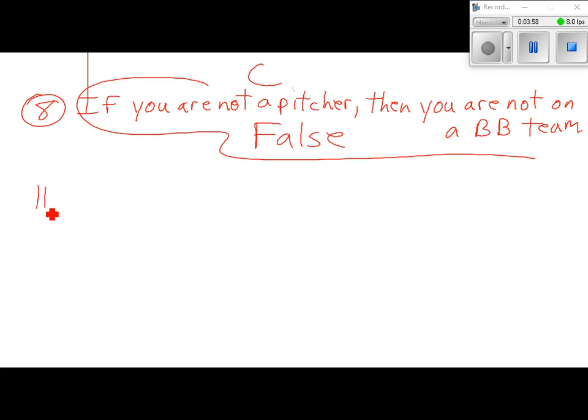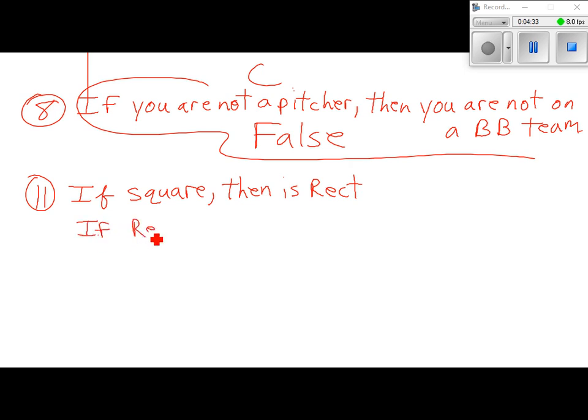Skipping to number 11. Says, if possible, use the law of syllogism to write a new conditional statement. Number 11 says, and I'm going to write this real quick, if figure is a square, then is a rectangle. Then the second part says if figure is a rectangle, then 4 right angles.